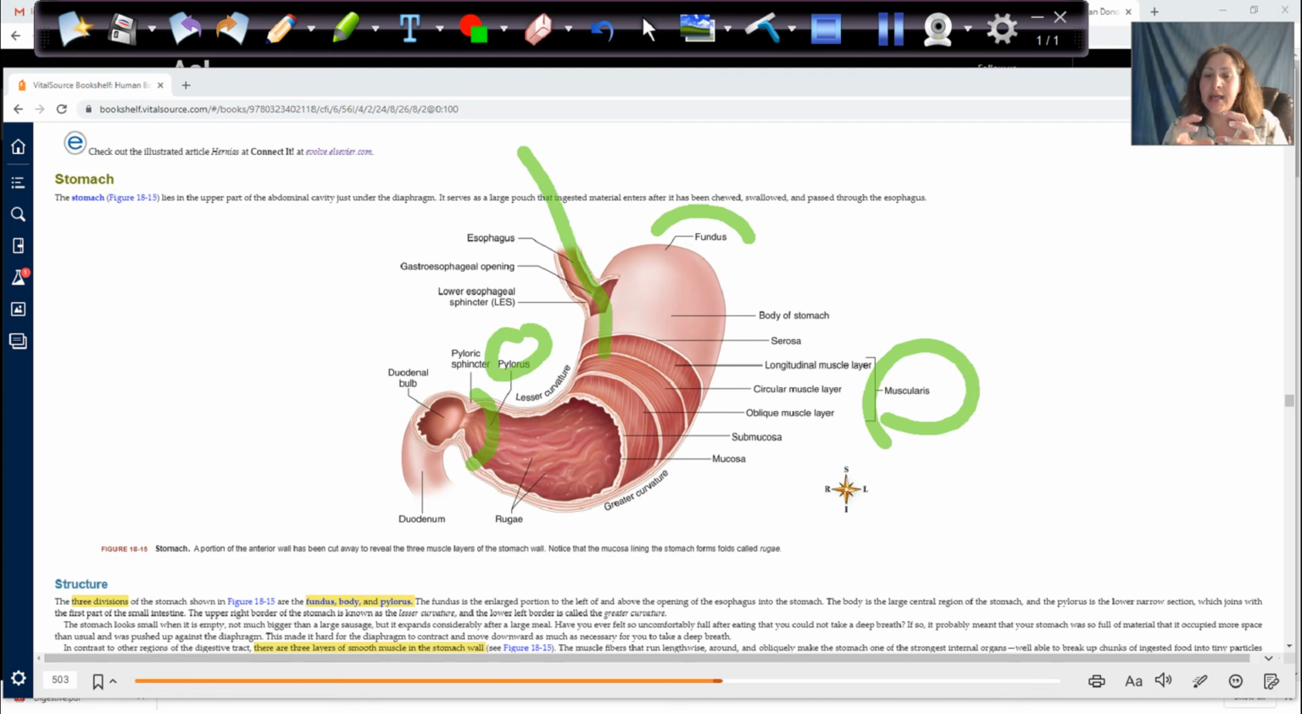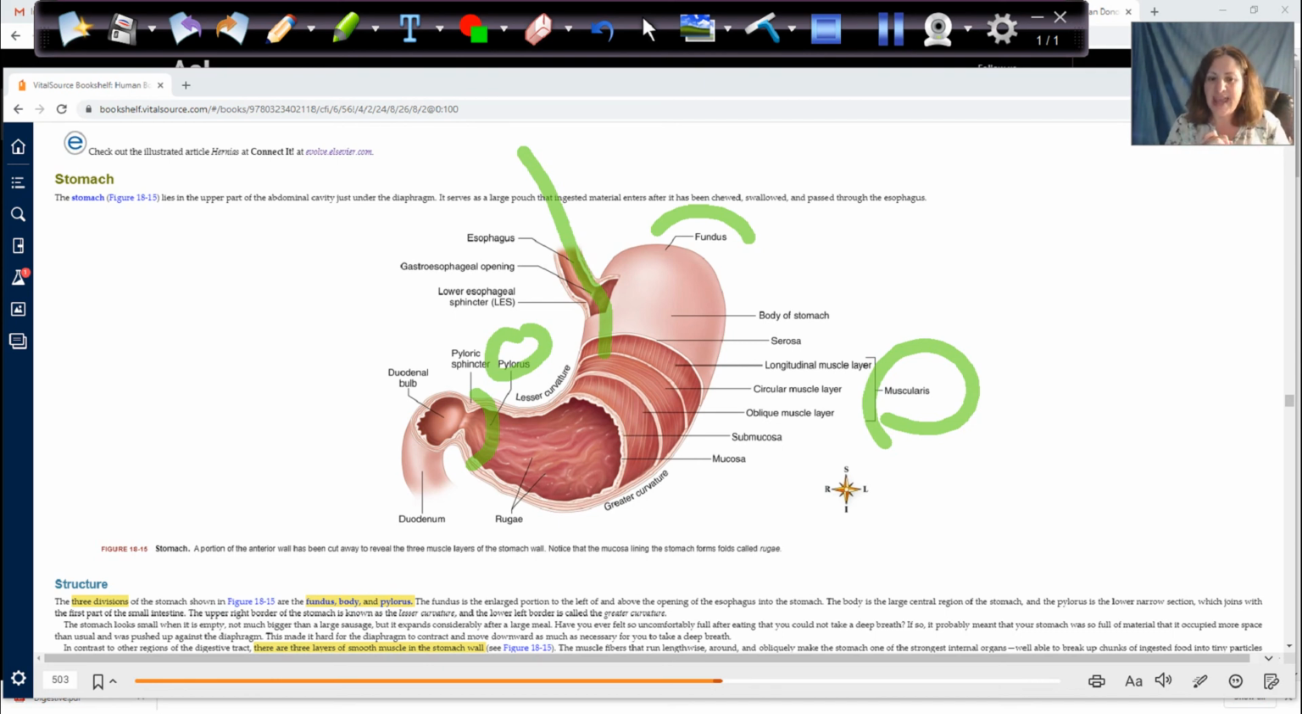And those 3 layers of muscle are what's doing it. You don't need to memorize the names of the layers, but you do need to know there are 3 layers of muscularis in the stomach. And then the pylorus is the exit. So when our stomach has churned it and we've got the acid going on, so we've got chemical and mechanical digestion going on, and that food has turned into a slushy mess, it's ready to now go into the intestines.